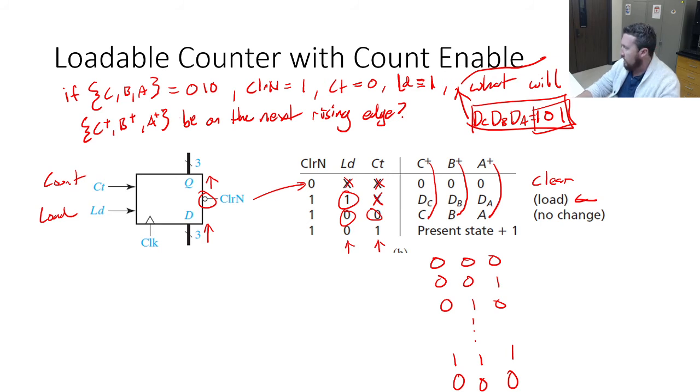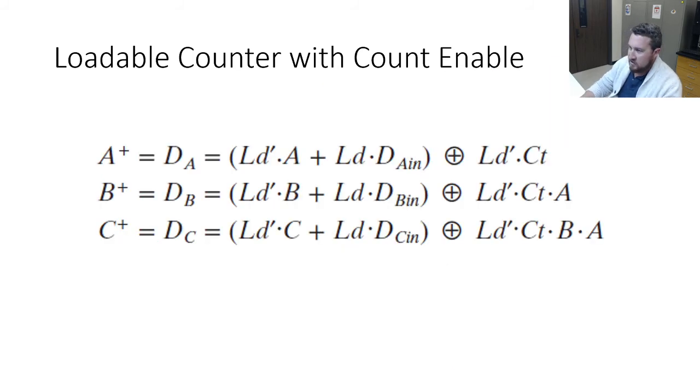All right, so let's go ahead and unpack the equations. Let's just go through the equations. These are a little bit tricky and they don't make a ton of intuitive sense, but here we've got A plus is equal to not load and A, right? So if we're not loading, we're going to get A, or load and D_A. That makes kind of sense. And then we're XORing it with not load or load prime and count.